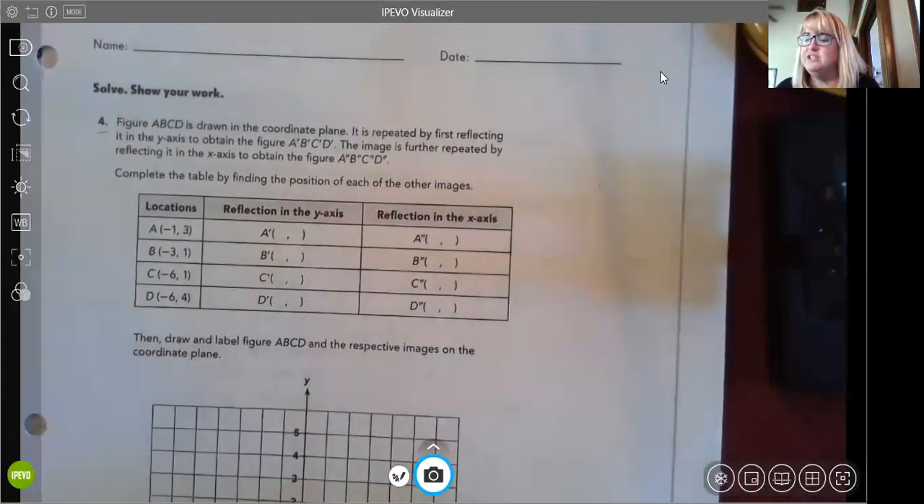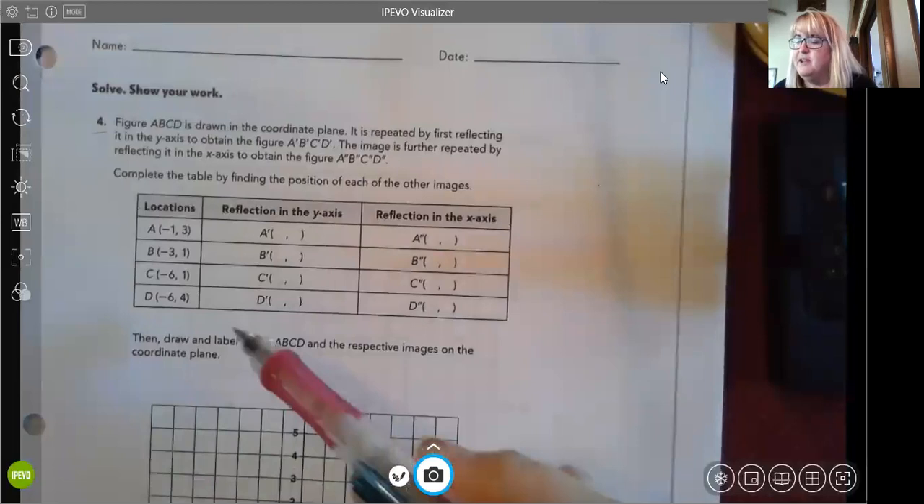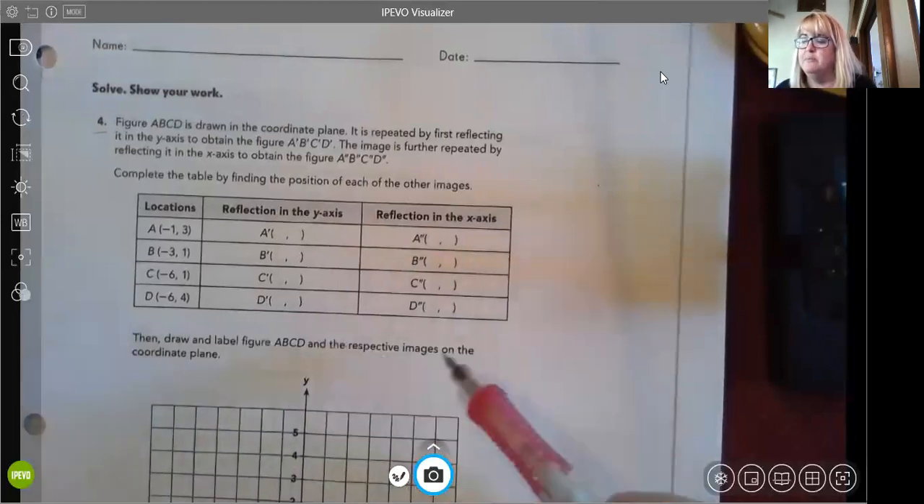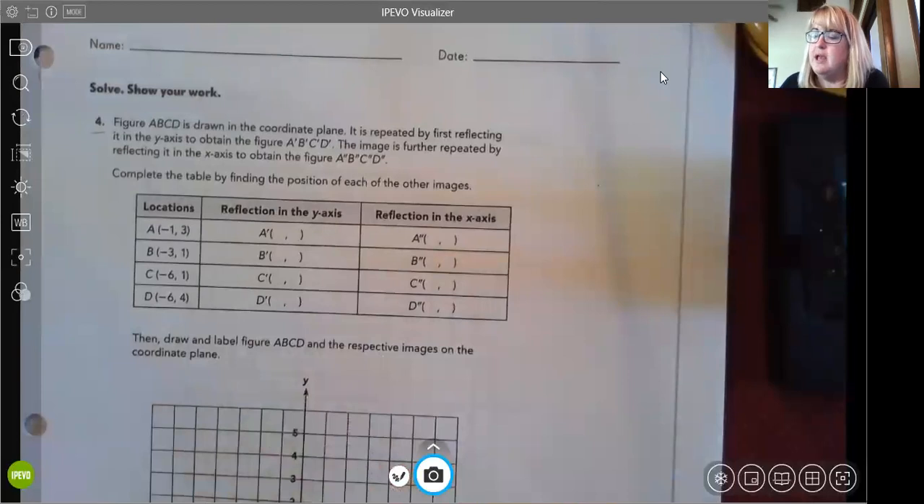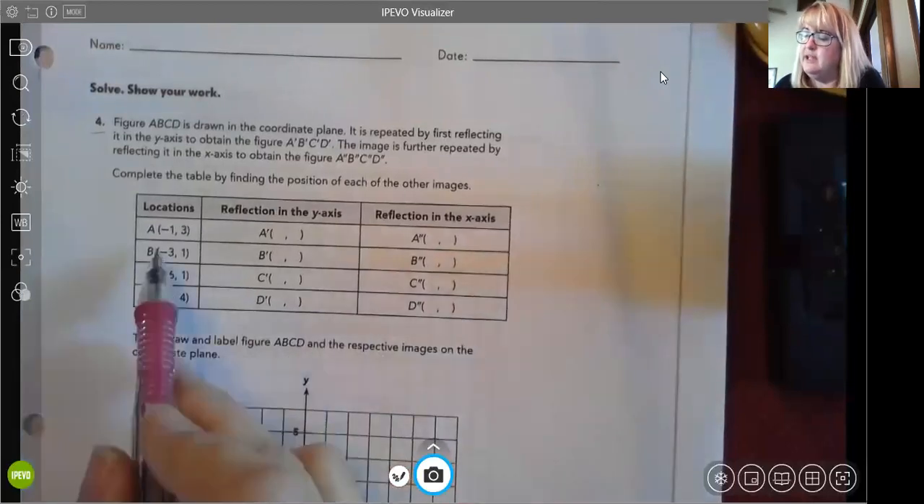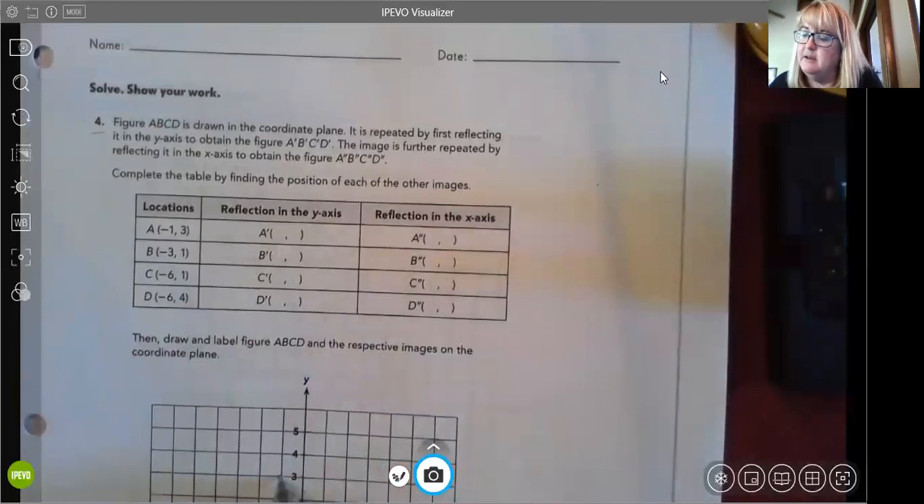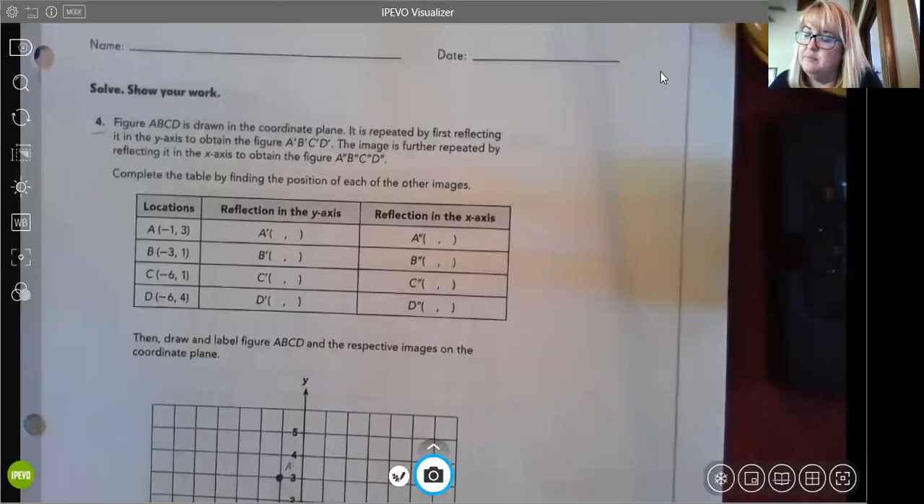So our first, then draw and label figure A, B, C, D, and the respective images on the coordinate plane. Okay, so if we were to do A, B, C, D, negative 1 and 3, that is A. B is negative 3 and 1. That's B. C is negative 6 and 1. Let's see. And D is negative 6 and 4. All right, and that's D.